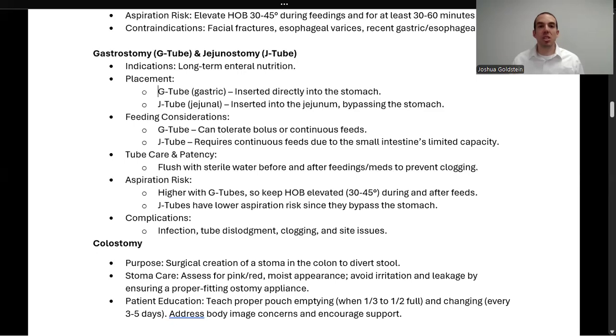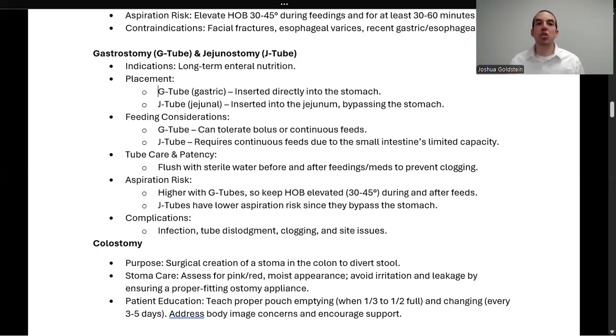Next, we have our G tube or our J tube. The indications when we use these is for more long-term enteral nutrition. So an NG or OG tube would be for a few days, a G tube maybe up to a week or two possibly, but with a G tube or J tube we're talking about doing this for many, many weeks or months on end, or permanently. So in those cases, we put a G tube or J tube.